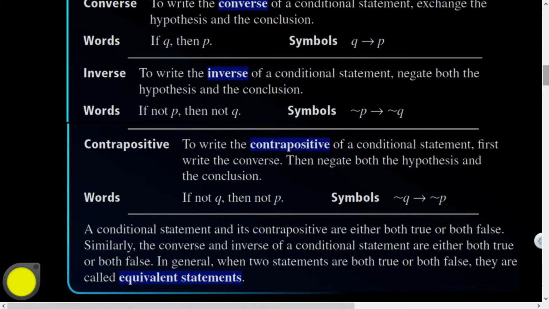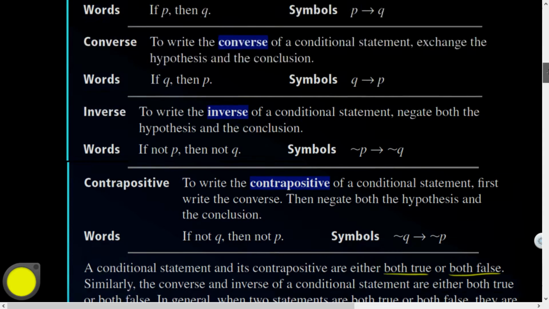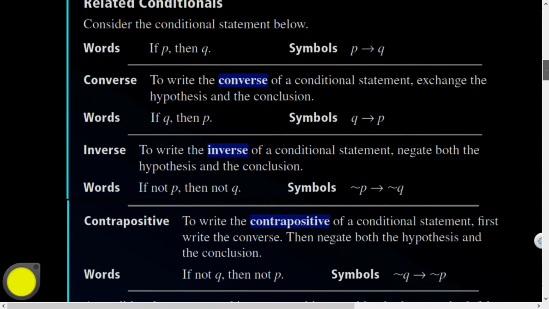Now, interesting result of this, right? I know, like, you guys are just like, what? This is weird. A conditional statement and its contrapositive are either both true or both false. Similarly, the converse and inverse of a conditional statement are either both true or both false. Wow. And then if two statements are both true or both false, they are called equivalent statements. They come out with the same logical conclusion.